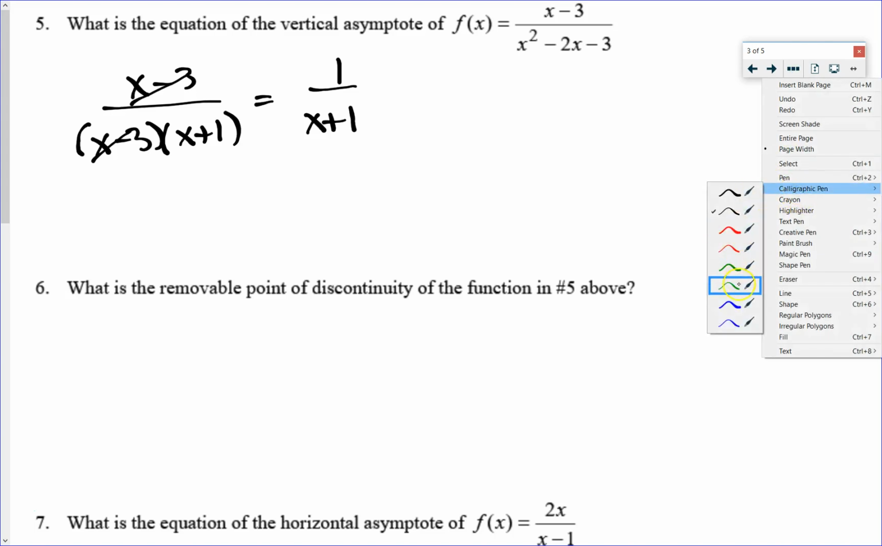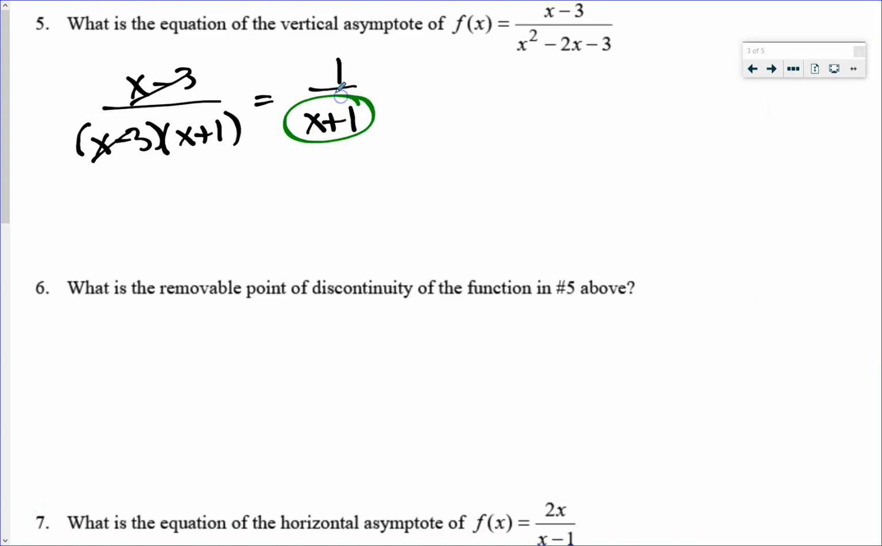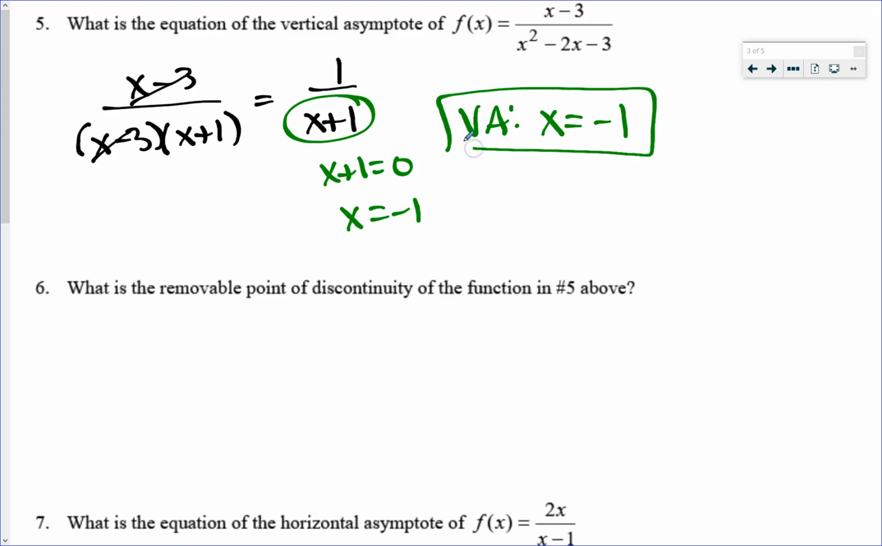So now I can see that my vertical asymptote comes from my denominator. So our vertical asymptote here is going to be x is equal to -1. Remember, because you make this equal to 0 and we solve. So that's our vertical asymptote.